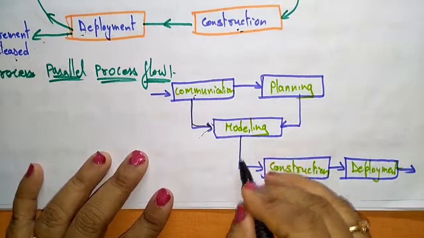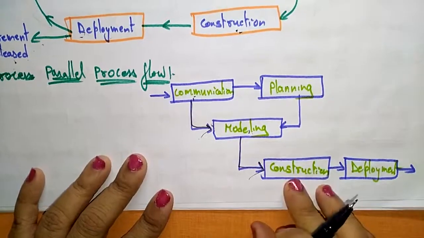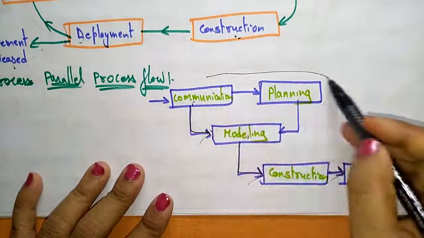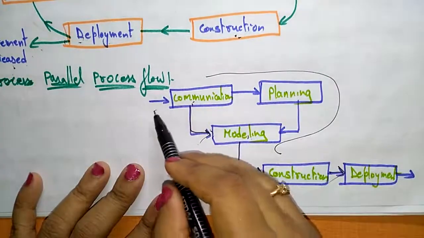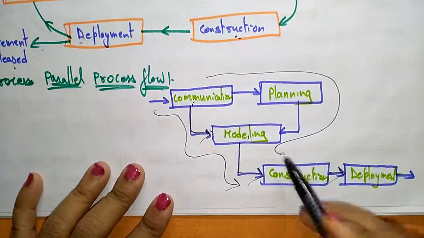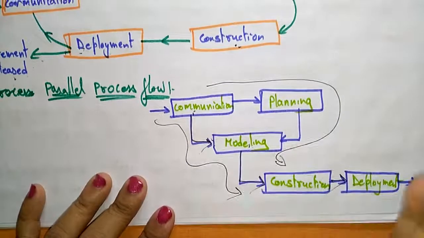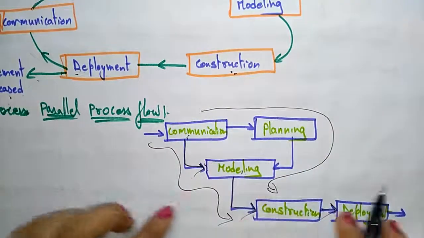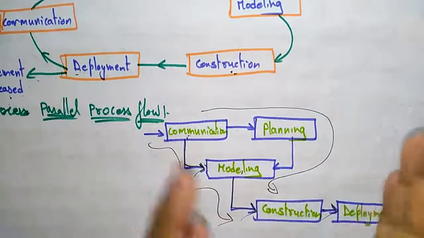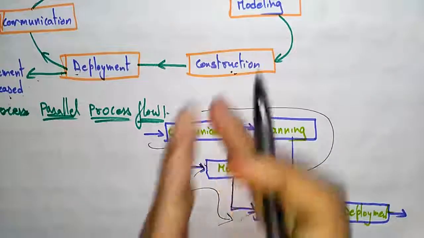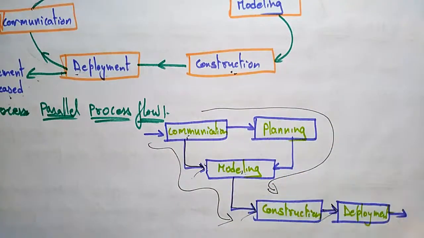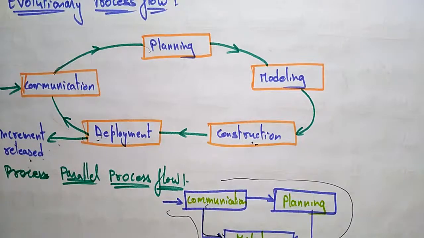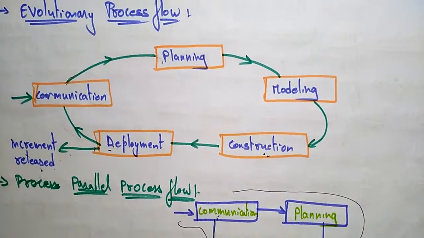After modeling, they construct, means writing the code and testing. After that, they deploy. Means they can follow this direction or they can follow that direction. So this is a parallel process flow. Either they can go in this direction or in that direction. In this way they are going, in this way they are going. That's why we call it a parallel process flow. So these are the different process flow techniques. Thank you.